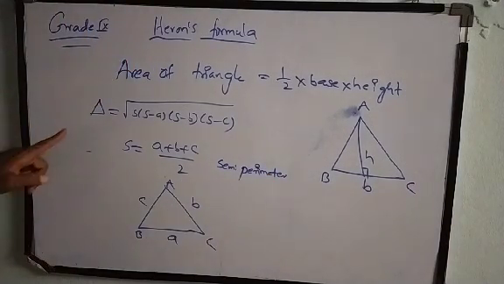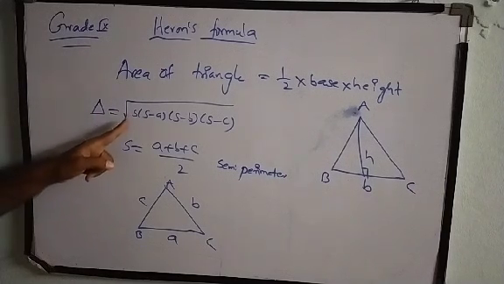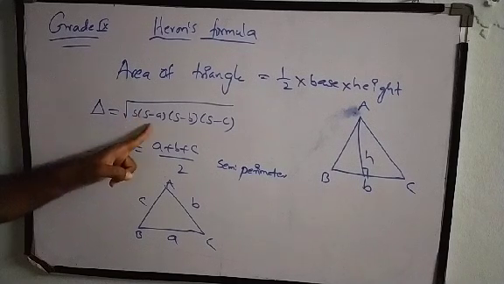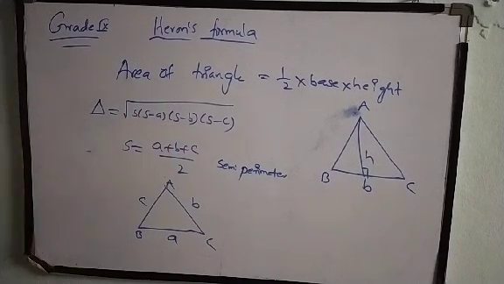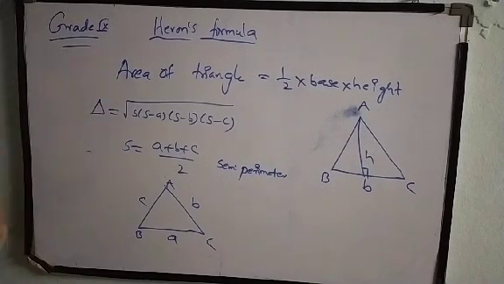Delta is the symbol we generally use for the area of a triangle. So delta is equal to root of s into s minus a into s minus b into s minus c. A, B, C are known here, so we first find the semi-perimeter, then substitute in this, and we get the area of the triangle. That is Heron's formula. Let us start doing one question based on this formula.